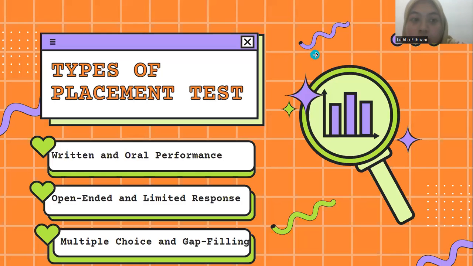There are some types of placement tests. The first is written and oral performance. The second is open-ended and limited response. And the third is multiple choice and gap filling.